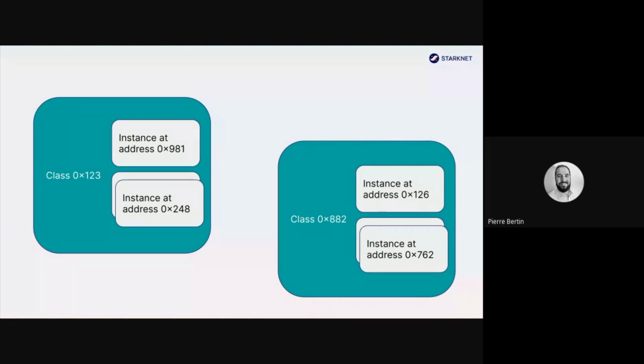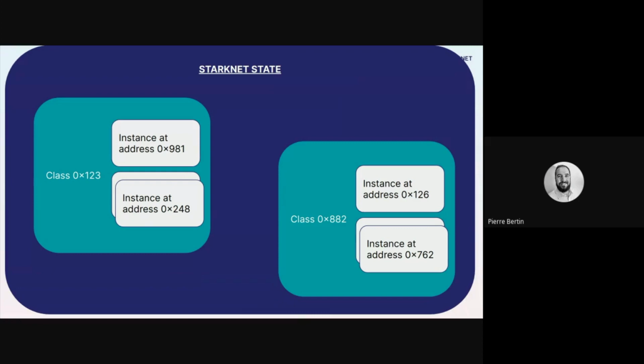Lots of times we hear about blockchain and state. What is a Starknet state? Well, simply put, when a block is produced, we take all the classes we have declared, which classes we have declared, and we take all the instances' state, the storage of the instance, and every piece of information about the instance.